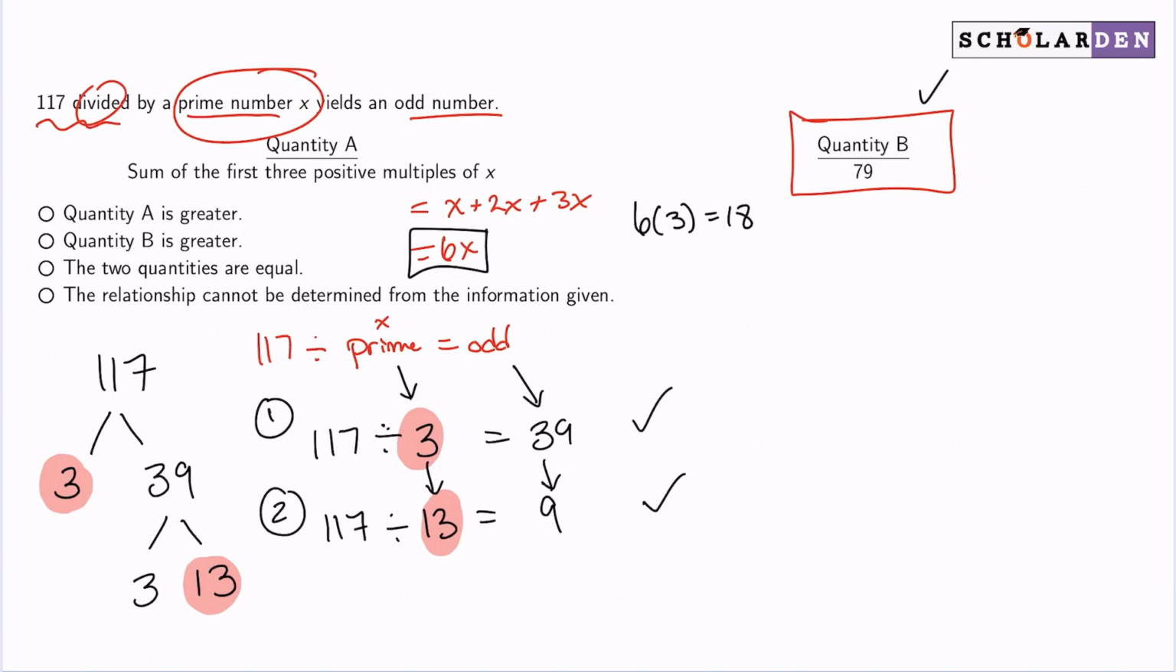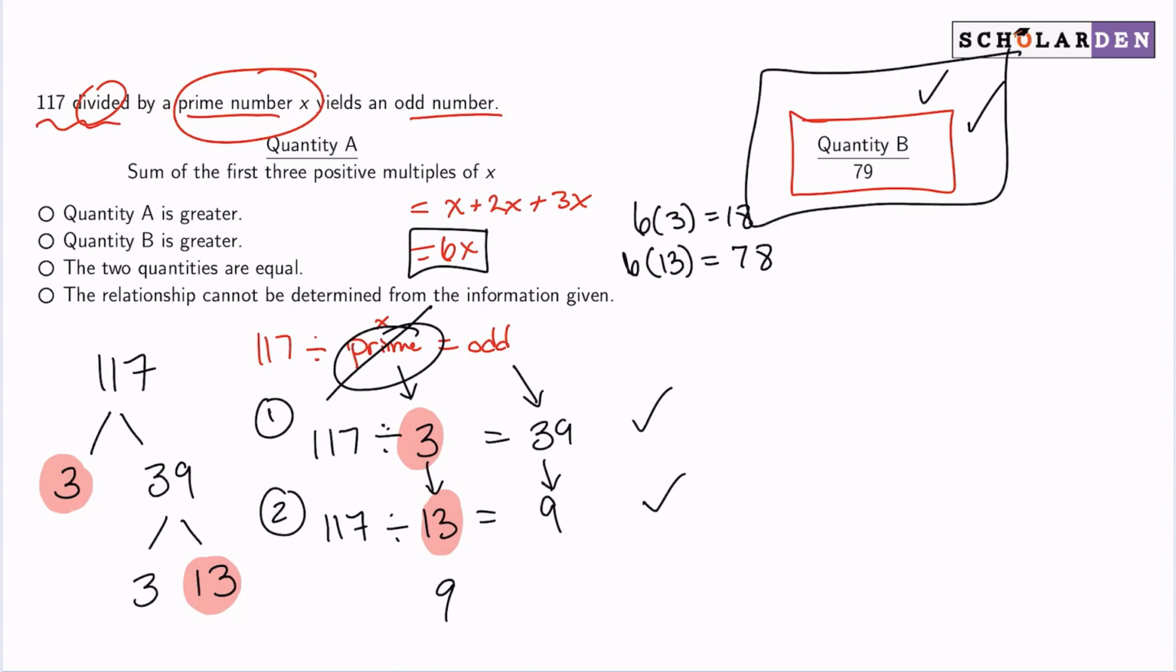Looking at 13 times 6, what's that going to be? So that'll be 60 plus 18, which gives 78. 78 is less than 79. Again, quantity B is greater. Since these were the only two cases that I found that would work, again, 9 wouldn't work because 9 is not prime. So therefore, we've used up all of our cases, and in every case that we found, quantity B is greater. And that's why quantity B is the answer.